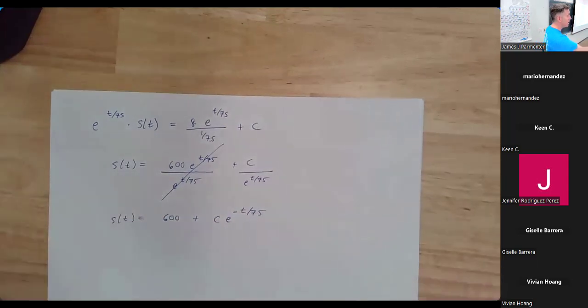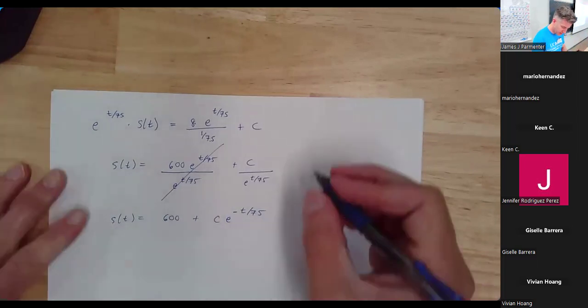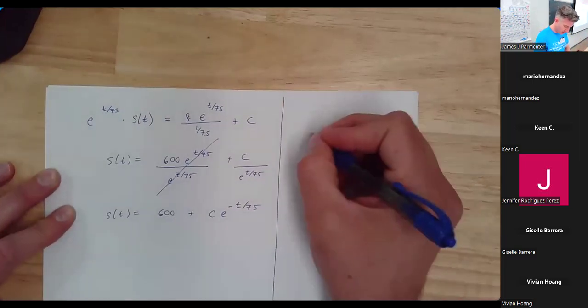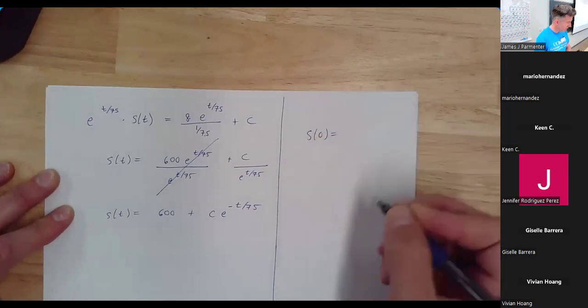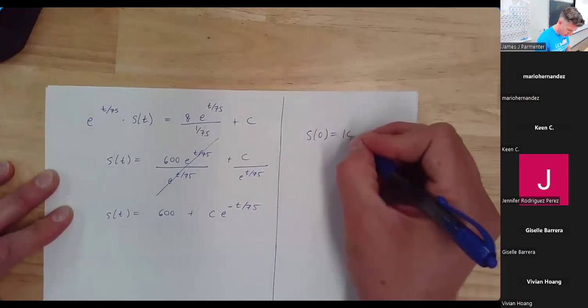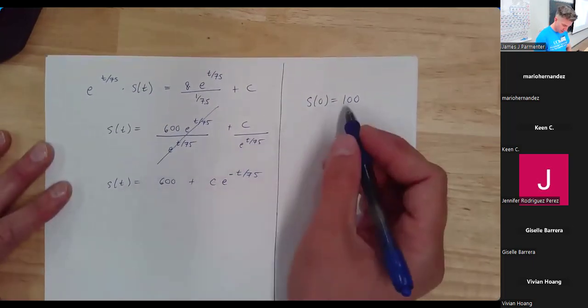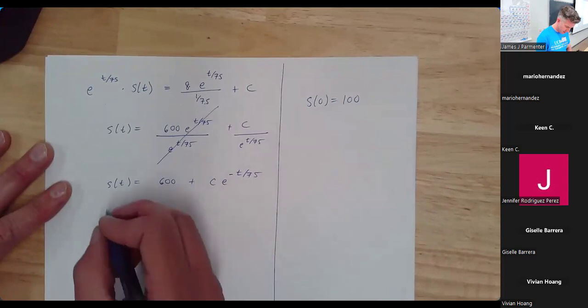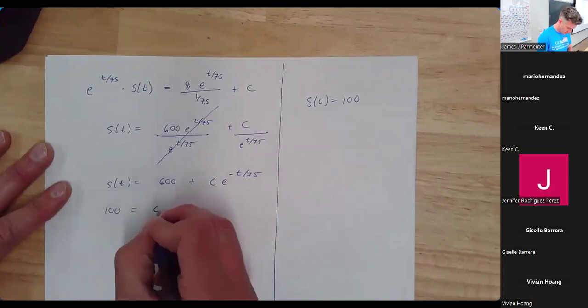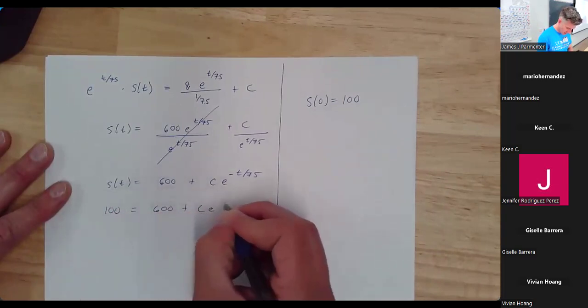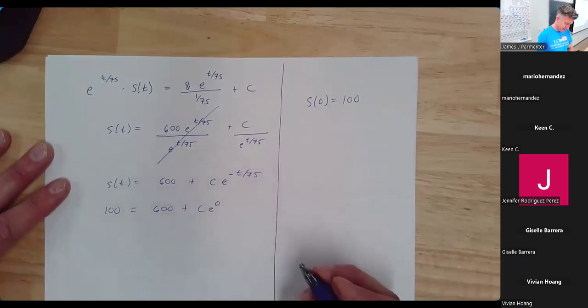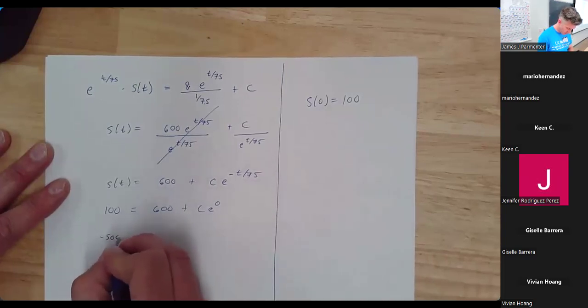And we're not quite done because we should find C. Because we were given an initial condition, we know that the amount of salt at time zero was 100 pounds. So we can say, great, plug in zero for T, 100 for S of T, and we get 100 equal to 600 plus C e to the zero. So it looks like C has got to be negative 500.